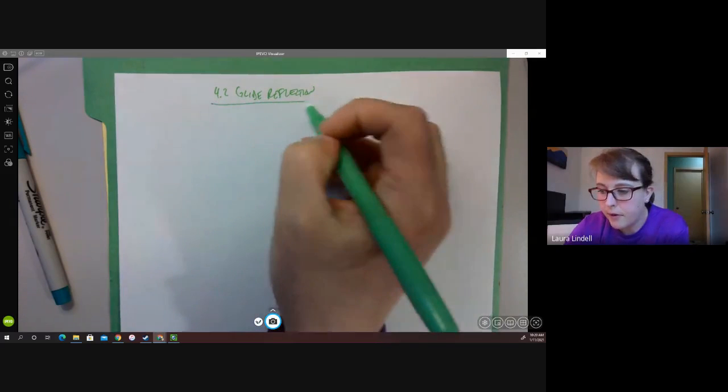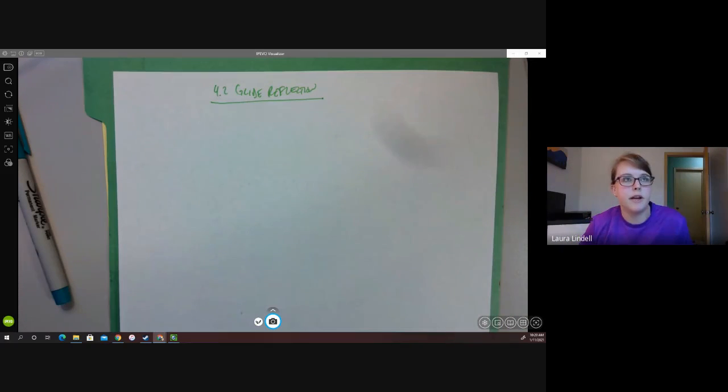Okay, there we go. Glide reflection. So that's where we are, again, going to do a translation and then do a reflection. So we're just going to do some examples with this because we've already done both of these activities. We've done a translation, we've done a reflection before.